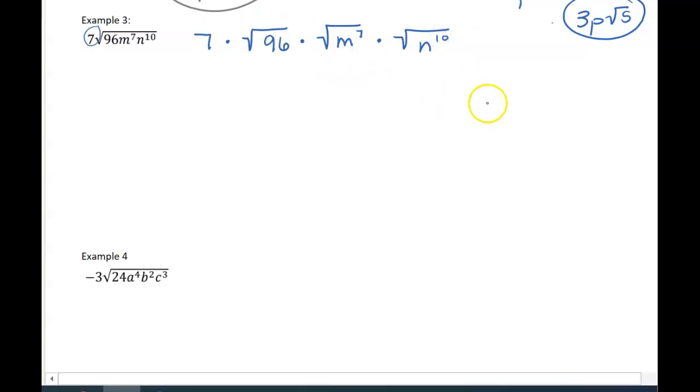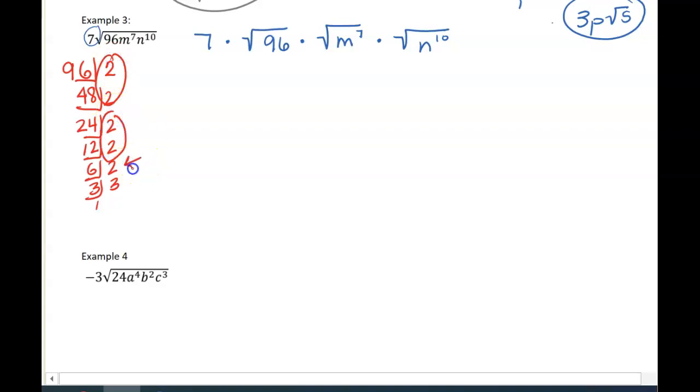If we do the square root of 96, I'm going to break it down using the cake method. You surely don't have to. This is 2 times 48, 2 times 24, 2 times 12, 2 times 6, 2 times 3, and 3 times 1. Circle our pairs. We have 2 pairs of 2 and more than one leftover, so we multiply the leftovers. The pairs of 2 go up front, so 2 times 2 is 4. Under the square root, 2 times 3 is just 6.